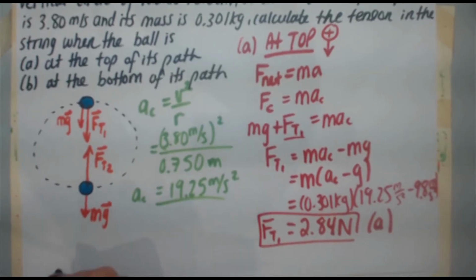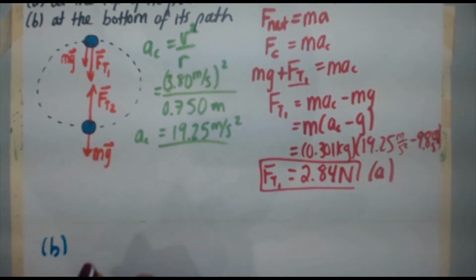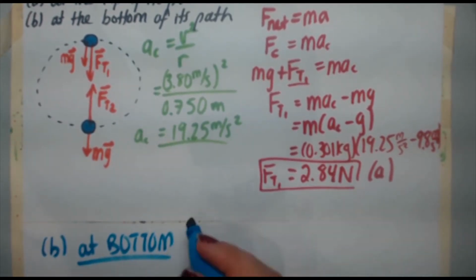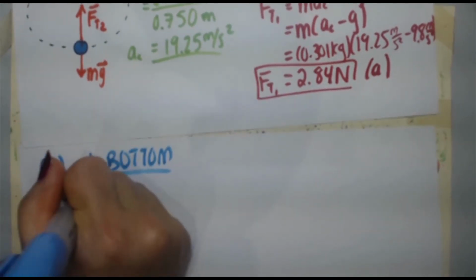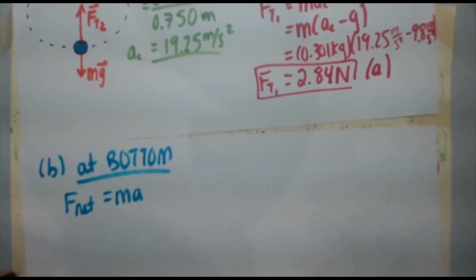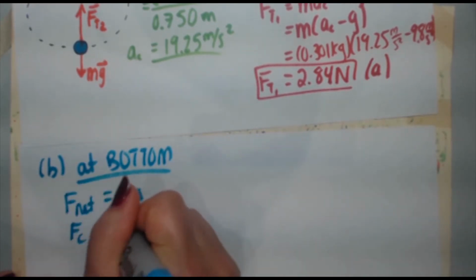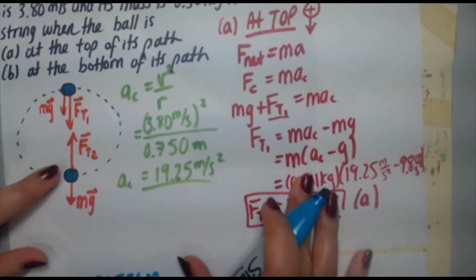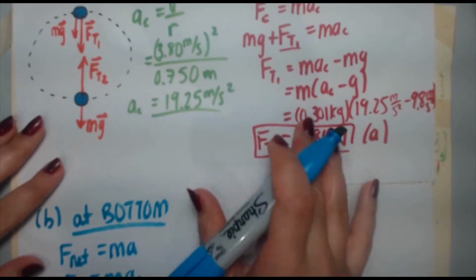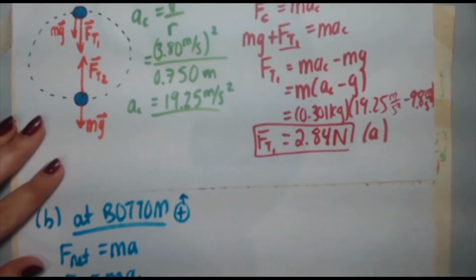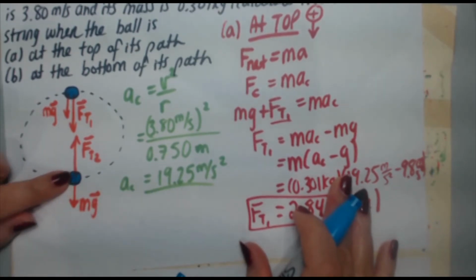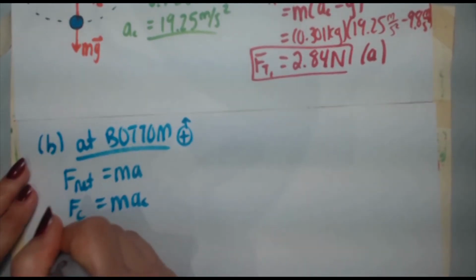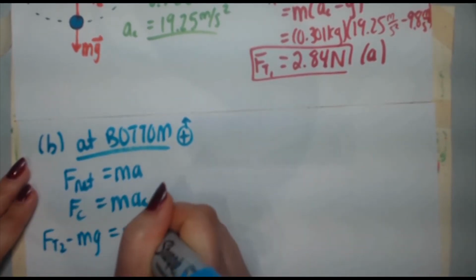Okay, now moving on. Part B. What is the tension at the bottom? We're going to do the same thing. We're going to start with F net equals ma, and then we're going to personalize it for this problem. It's a circular motion problem, so net force is centripetal force, acceleration is centripetal acceleration. In this case, I'm going to let up be positive instead of down, which means my net centripetal force is Ft2 minus mg. And that's equal to m ac.